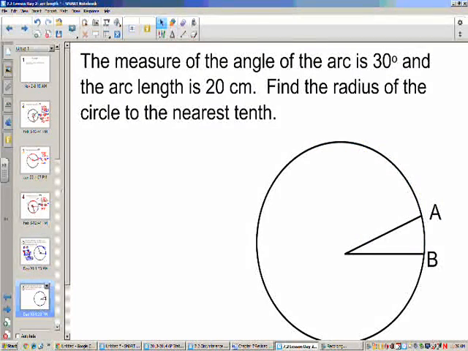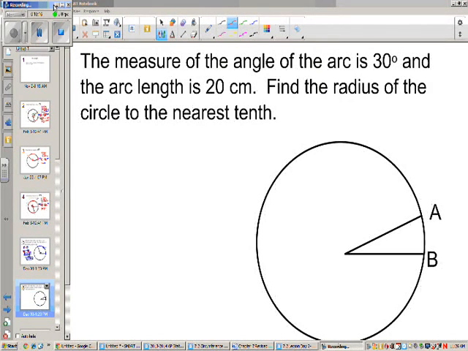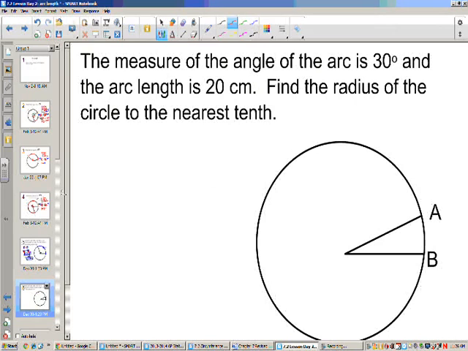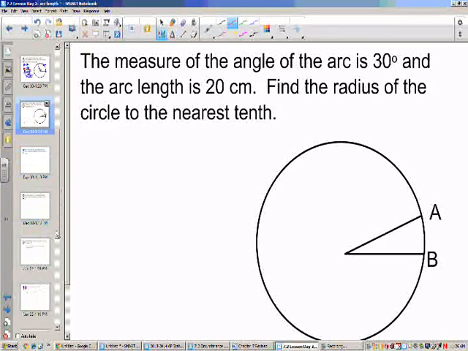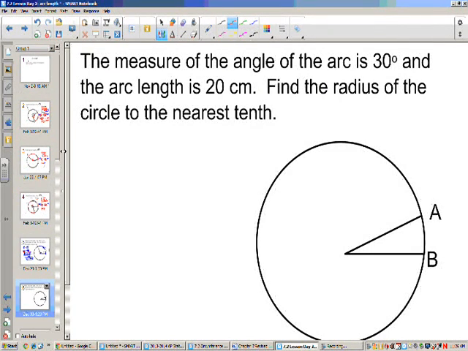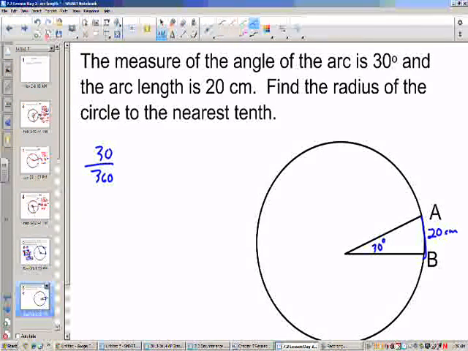All right, let's try this again. Now, if you're doing this at home, pause the video, try to do it, and see if you can do it before looking at my answers. All right, so now the angle is 30 degrees, and this arc length is 20 centimeters. So if that's all we know and we want to find the radius, we know 30 over 360 is going to equal my arc length over my circumference.